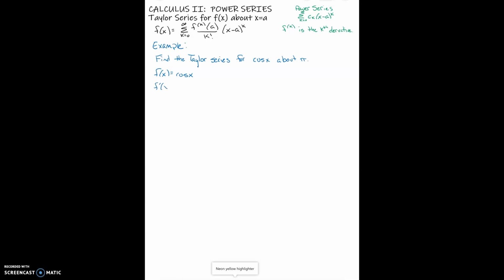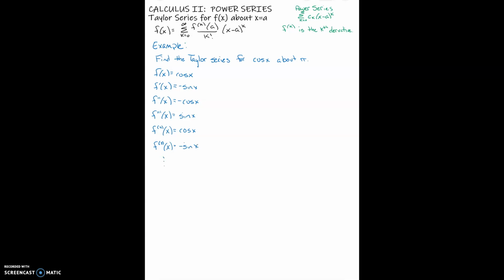So the first derivative of cosine would be negative sine of x. The second derivative of f would be negative cosine of x. Third derivative gives us positive sine of x. The fourth derivative, we now get cosine of x, and you can see now we've got our pattern. We're going to just start repeating this. Write out one more, but hopefully everyone sees what that looks like.